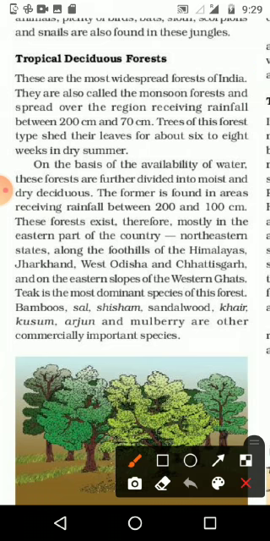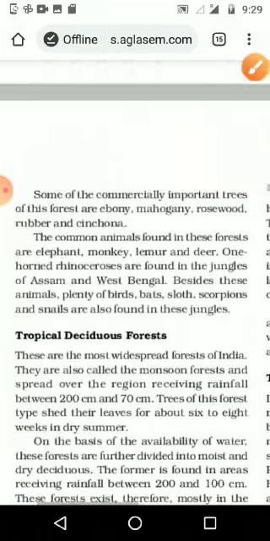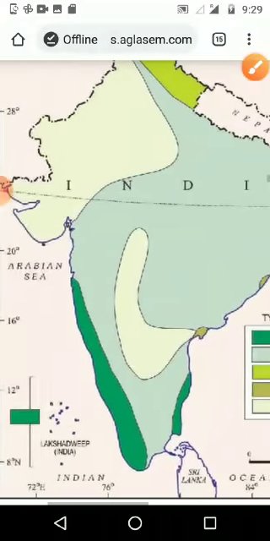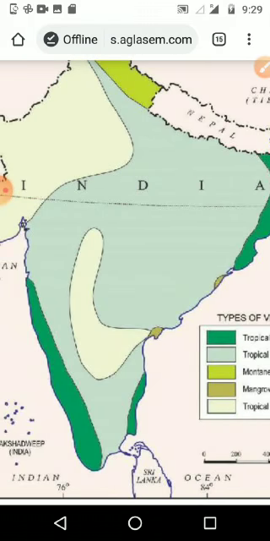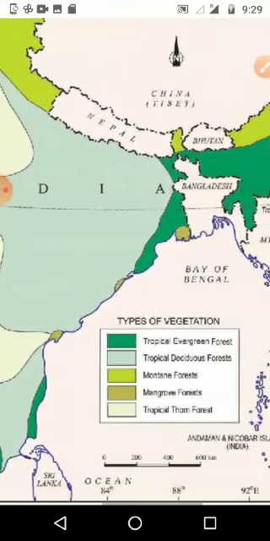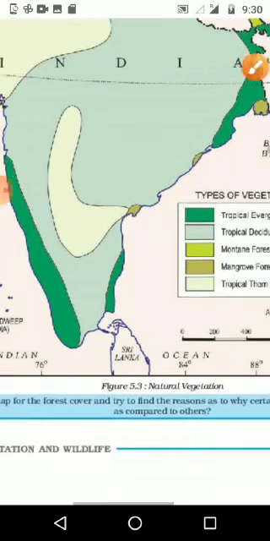So the trees of the deciduous forest shed their leaves at more or less the same time, that is, for 6 to 8 weeks. In which time? In the dry summer season. Let us go to the map and see where it is. Here it is given in light green color, and that is the deciduous forest. You can see that major parts of India are covered with deciduous forest. This whole area is covered with deciduous forest.